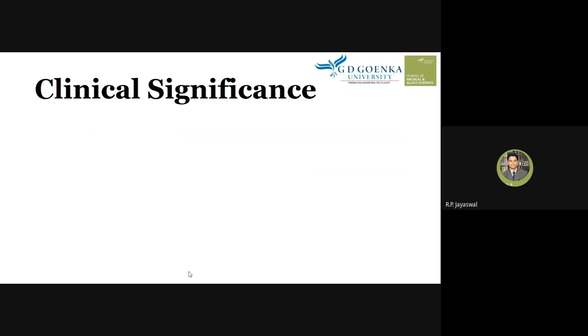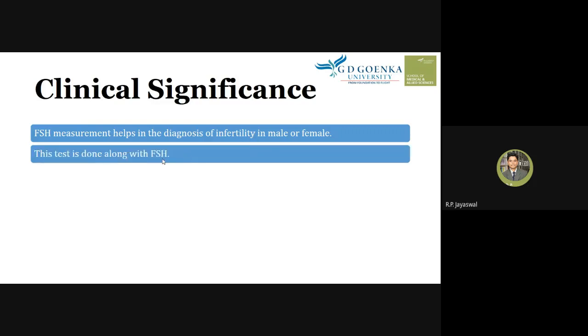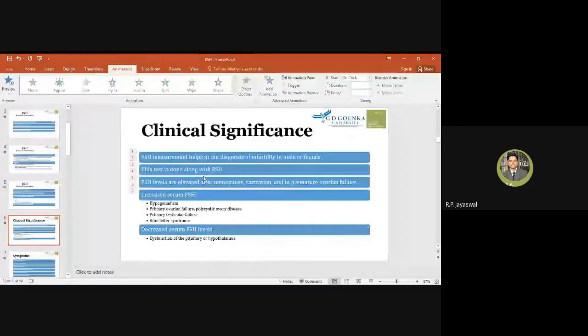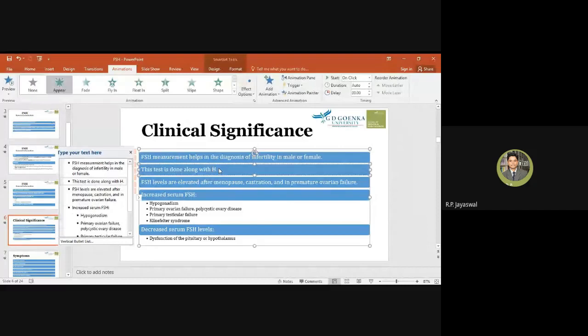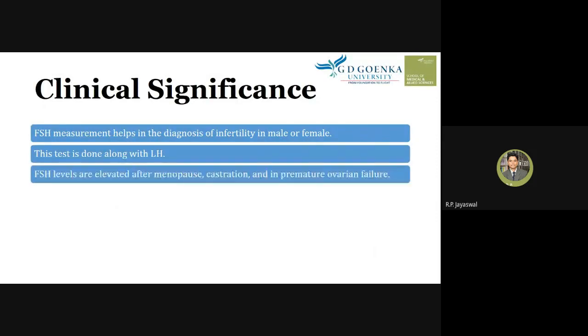Now, clinical significance. FSH measurement helps in the diagnosis of infertility in male and female. Some males and females are infertile, so that can be diagnosed with the help of FSH. This FSH test is done along with LH, right? The LH that we studied in the previous experiment, LH and FSH are both done together. FSH levels are elevated after menopause, when there is menopause in the female. So FSH levels are remarkably increased.